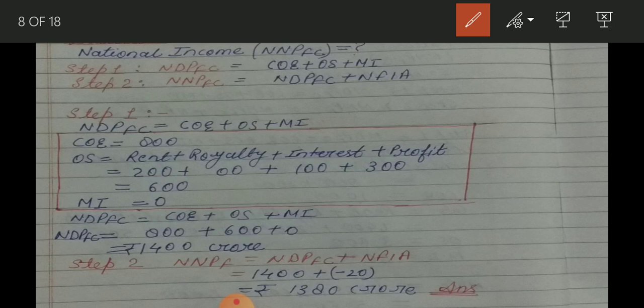Now we have to calculate NNPFC. Here, FC is missing. We have the value of NDPFC, and when we add NFIA, then we are able to calculate the value of NNPFC. In the question, what is the value of NFIA? NFIA is given as minus 20. So plus minus minus, we will subtract 20 from 1400. In this way we get 1380 crore. Okay student, so take a screenshot, otherwise note it down.